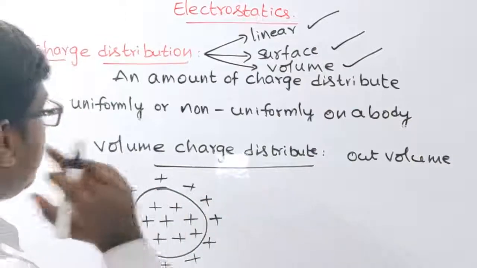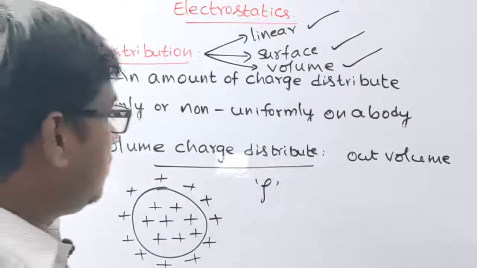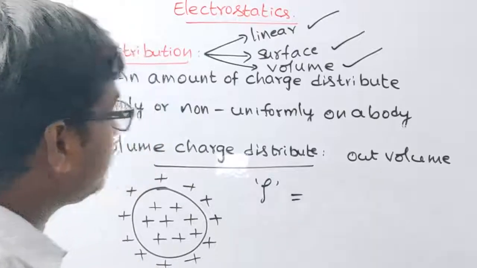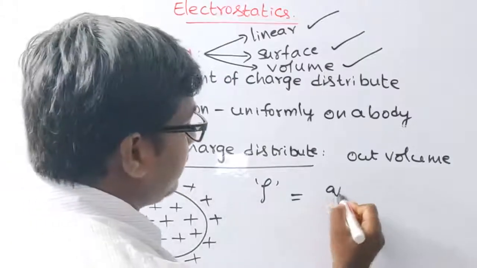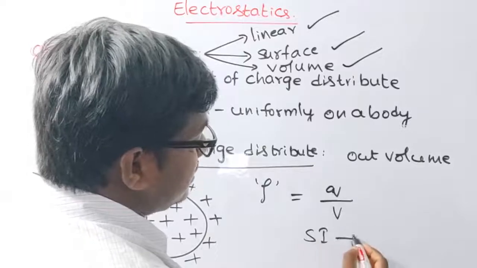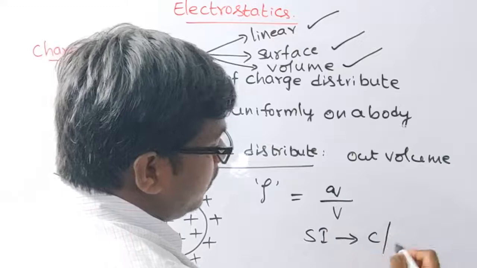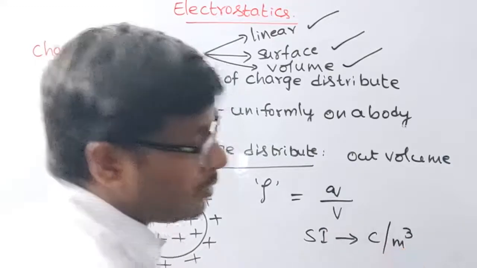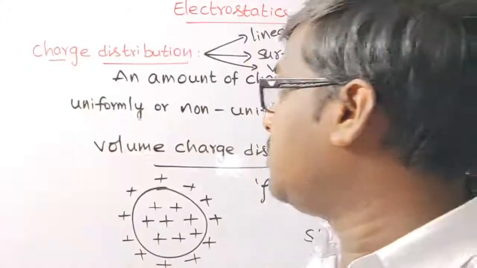In this, for the volume, the symbol is rho. Rho is the volume charge distribution. Rho is equal to charge by volume. The SI unit is coulomb per meter cube. This is the volume charge distribution.